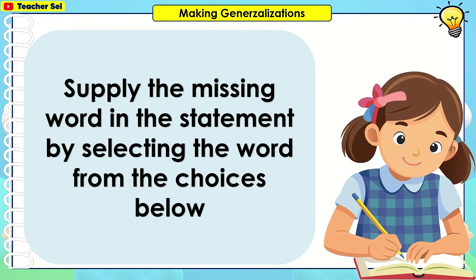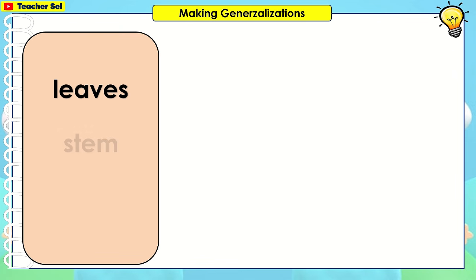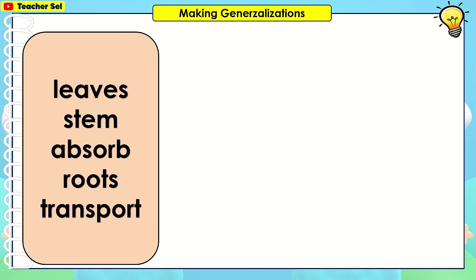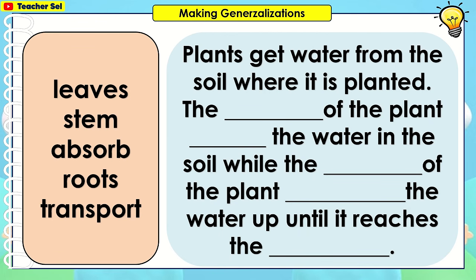Supply the missing word in the statement by selecting the word from the choices below. Leaves, stem, absorb, roots, transport. Plants get water from the soil where it is planted. The blank of the plant blank the water in the soil, while the blank of the plant blank the water up until it reaches the blank.